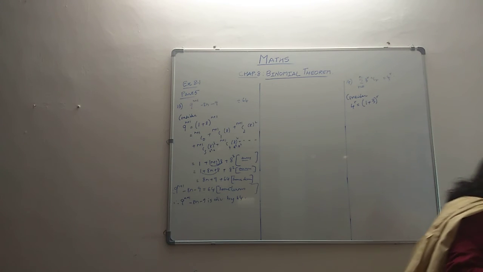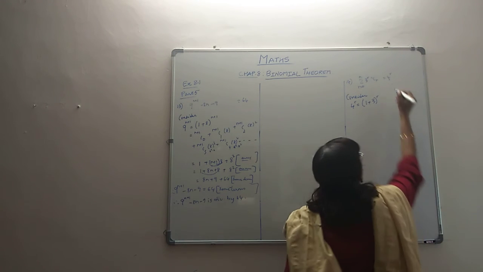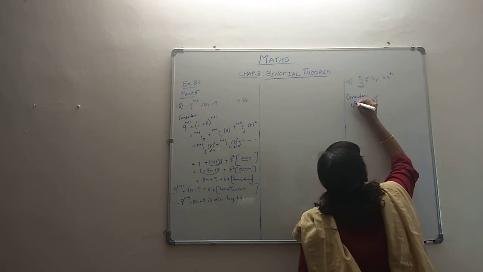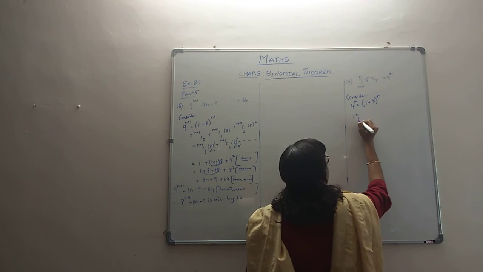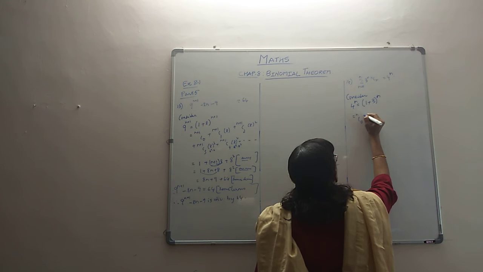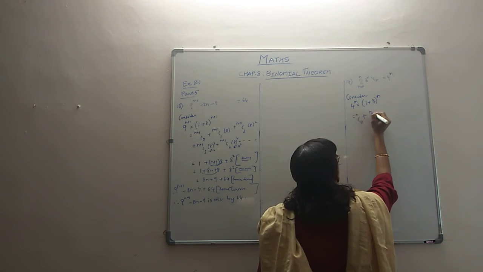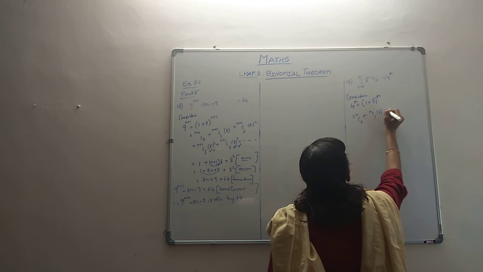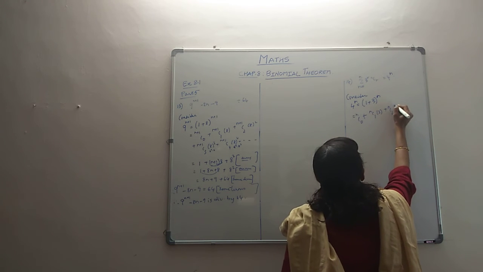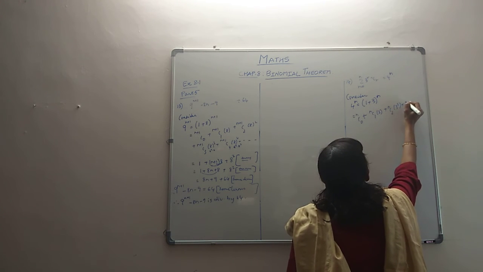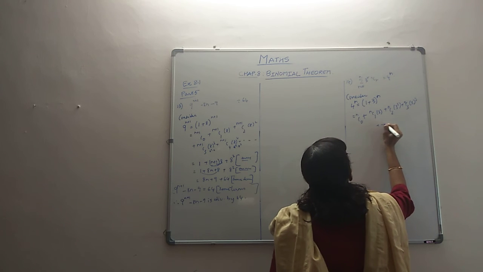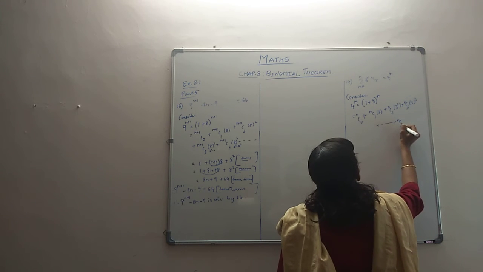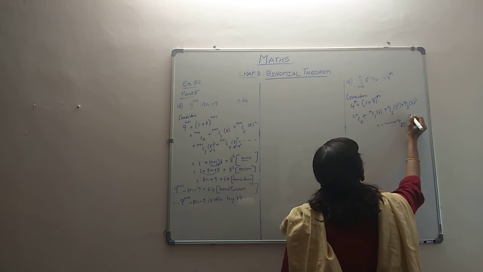Is it r or n? Sorry, this is n. So when we expand, let's check by binomial: nc0, 1 we will not consider, 3 has not started, nc1, 3, then nc2, 3 squared, then nc3, 3 cube. So the last term will be ncn, and that will be 3 raised to n.